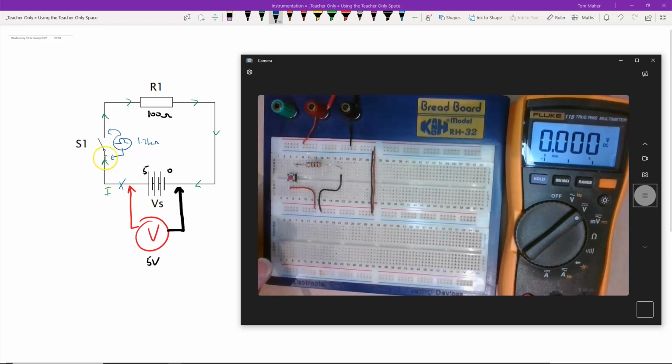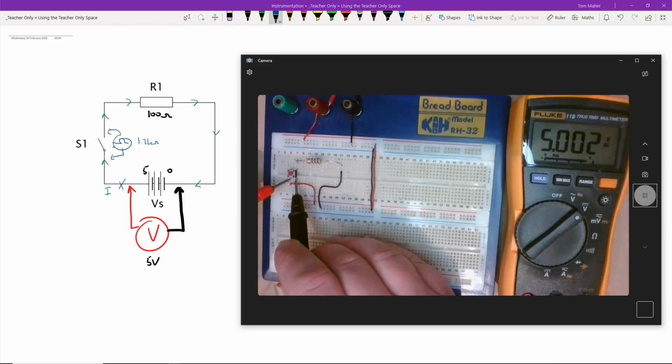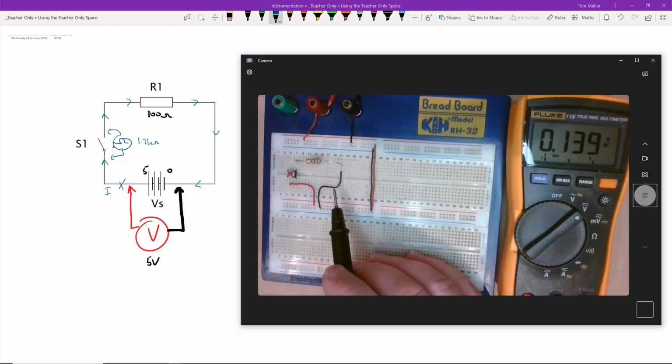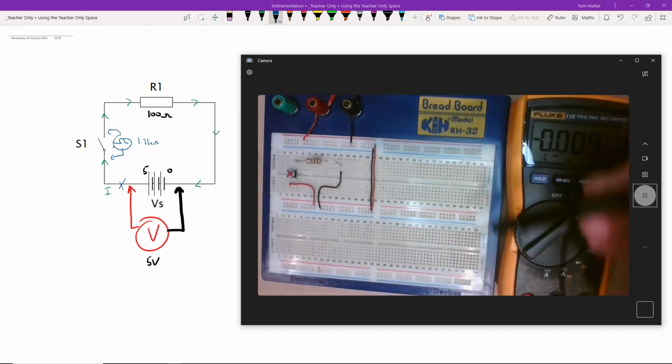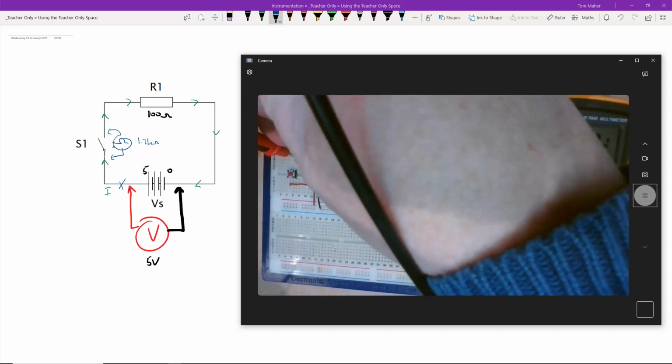So when the switch is open, no current can flow, and therefore the voltage drop that I'm experiencing is across the switch. So if I just go either side of the switch here, you'll see across the switch I have my 5 volts. Okay, that's because the switch is open. When I close the switch, I'll be able to measure the voltage, and I'll drop the voltage across the resistor and measure it there. So let me just set this up here.